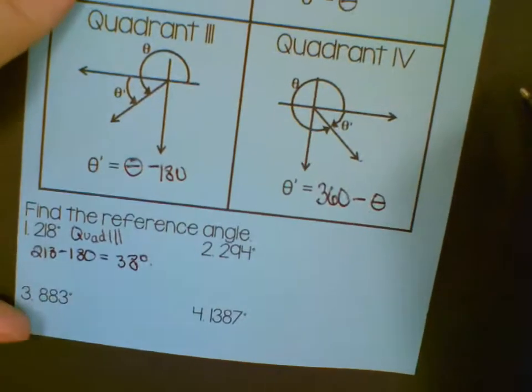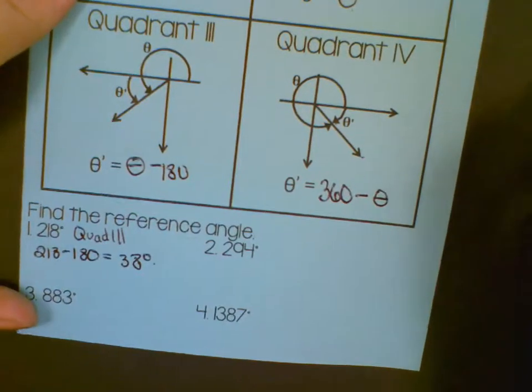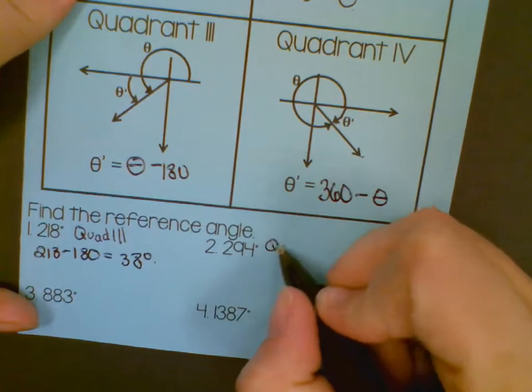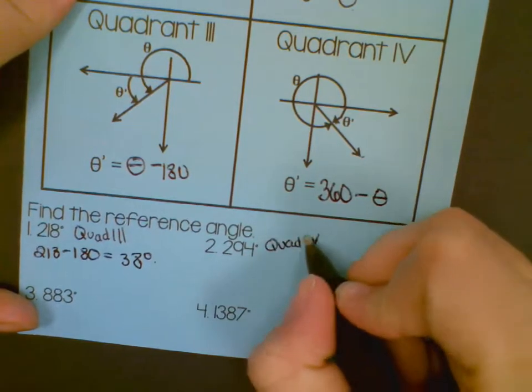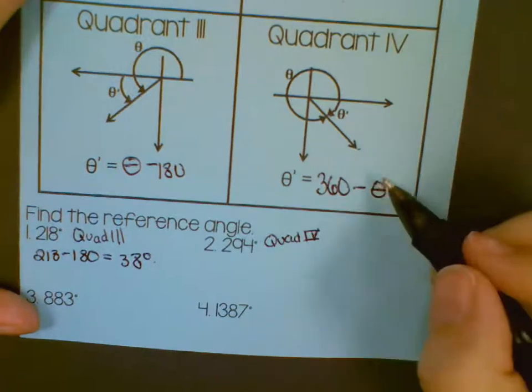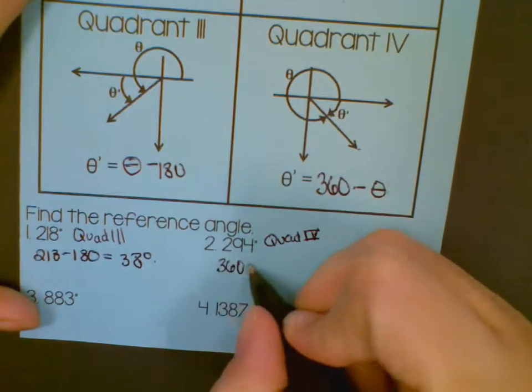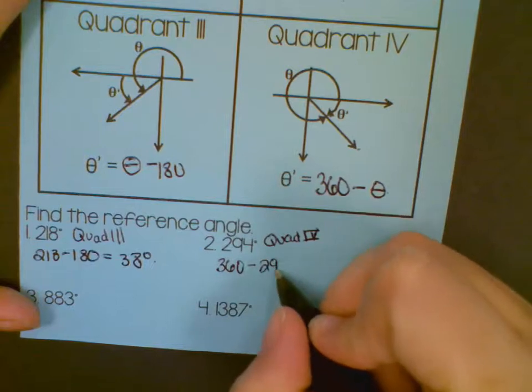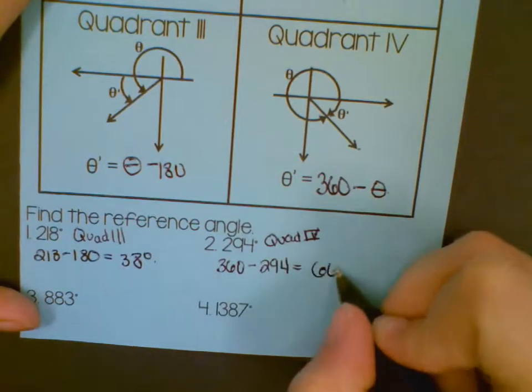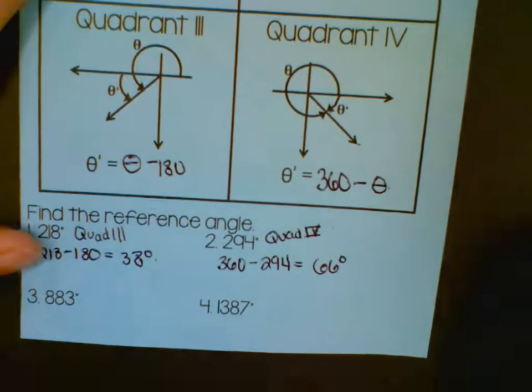For number 2, our angle lands in quadrant 4. In quadrant 4, our formula says 360 minus our theta. So 360 minus 294 would give us a reference angle of 66 degrees.